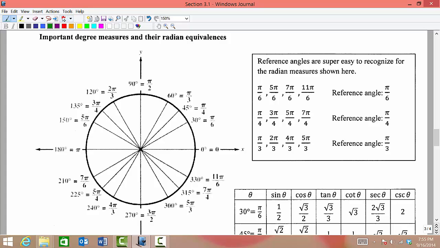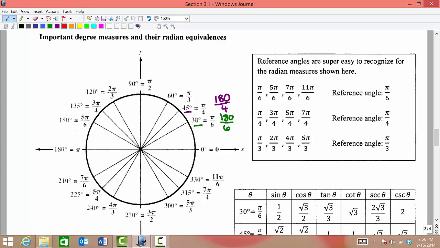So let's go back to that quick way that we talked about for converting from radians to degrees. If you see pi over 6, pi is the same thing as 180. 180 divided by 6 is 30 degrees. Pi divided by 4, 180 divided by 4 would give you 45 degrees.